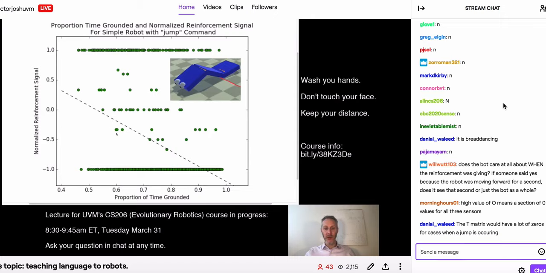Each point here corresponds to one of these random controllers that was run on the worm robot under the command JUMP. We took each touch T matrix, computed the proportion of time on the ground, and plotted it versus the O value. And you'll notice that there is a bit of a relationship here. It's not perfect, but there definitely is a relationship.